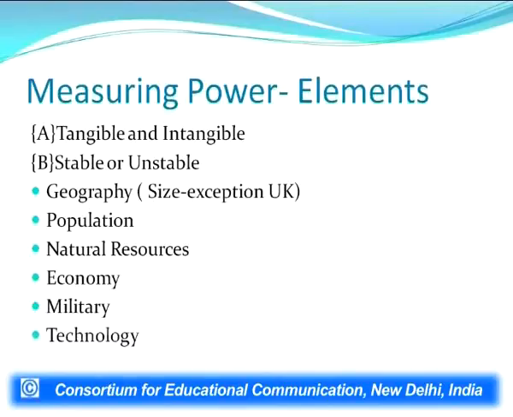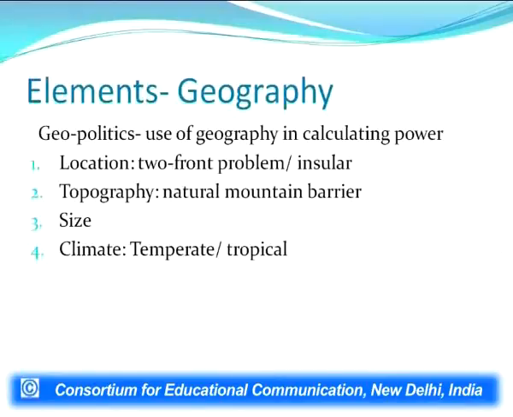So, except for geography or size of a territory, most elements are relatively stable, because unless you have a war, you do not cede your territory. So, your territory is more or less fixed, unless there is a war in which a part of your territory is annexed by the other party. But other elements are, by and large, unstable. So, the different elements that we are going to consider are geography, population, natural resources, economic, military, and technological elements of power. So, let us move on to the first element of power.